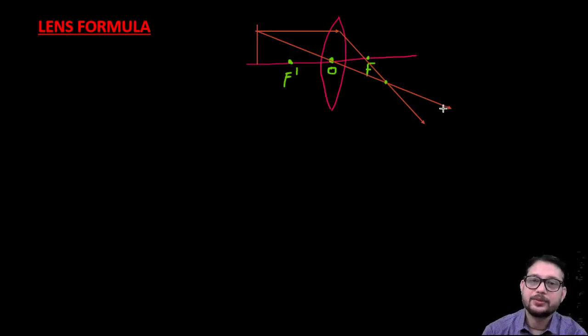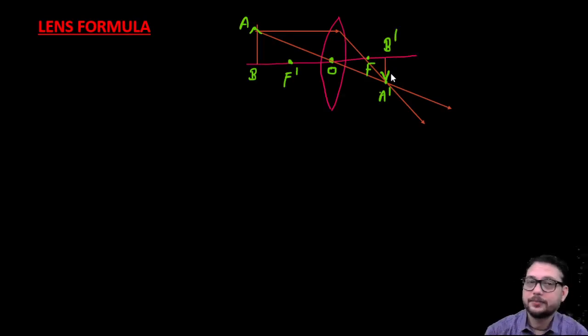So let's suppose this is your image, like this way. Now what do we have to do? Nothing. We can easily derive our formula. Firstly, let's name the points. So suppose this is your AB and this is your image A dash B dash.